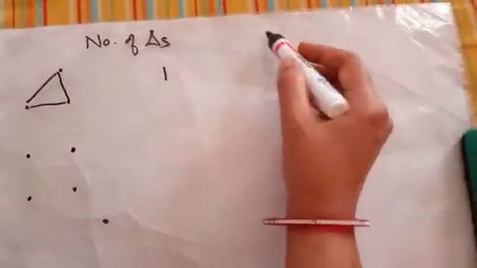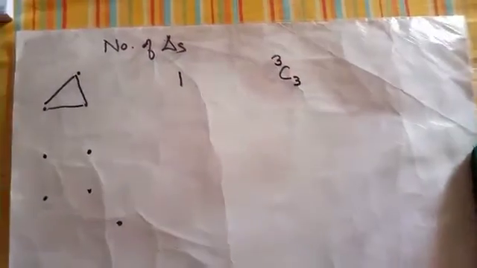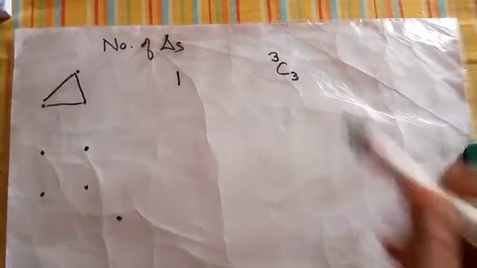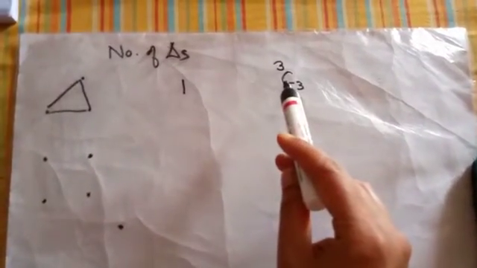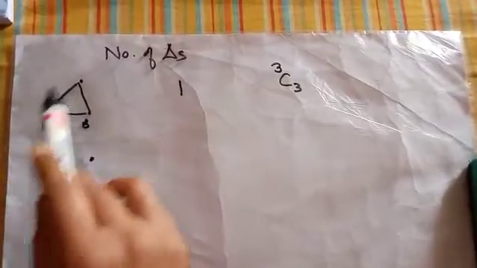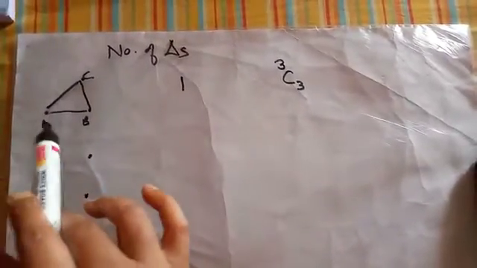So if I write down the formula, out of the 3 points I need all the 3 points, and this is how I get the number of triangles. Now why am I choosing C? Again, because it is selection. It does not matter whether you write AB or BA, they are the same. We can write it both ways.